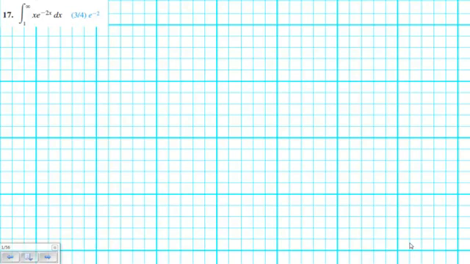So we check the interval. We make sure the integrand is defined on that. So let's go ahead and do our rewrite. The limit as b approaches infinity of the integral of x e to the negative 2x from 1 to b.